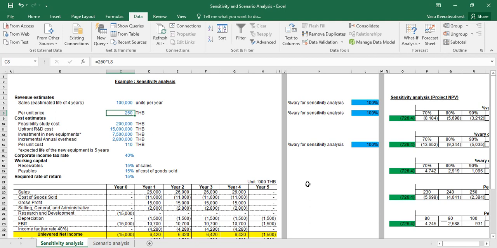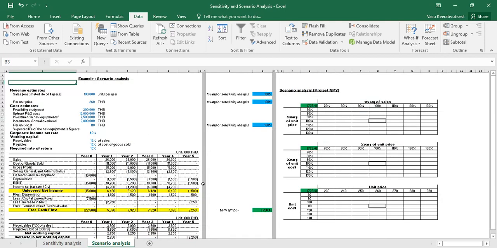Once we finish this part, I will bring you to the scenario analysis sheet. As we mentioned together in class, scenario analysis means that we are interested to vary two assumptions at the same time. So I do the same thing, but I construct this table. Right now we are interested to vary percent of sale and percent vary of unit price. The thing is that you have to link this sale to this NPV calculation. Okay, you do the same thing.